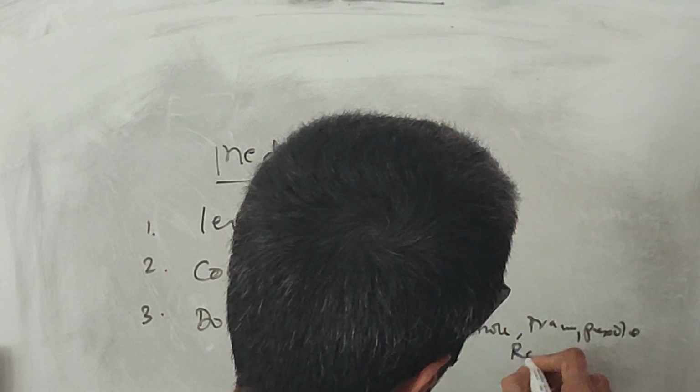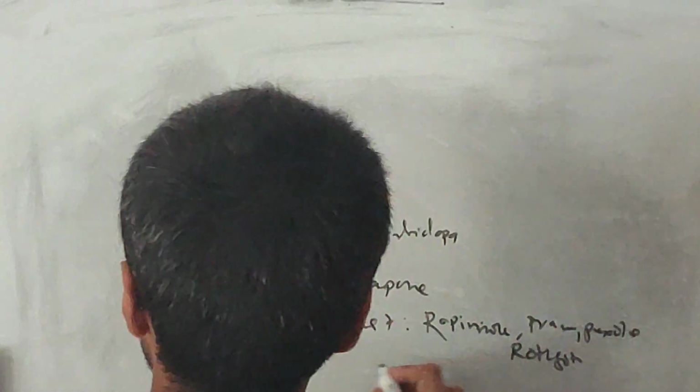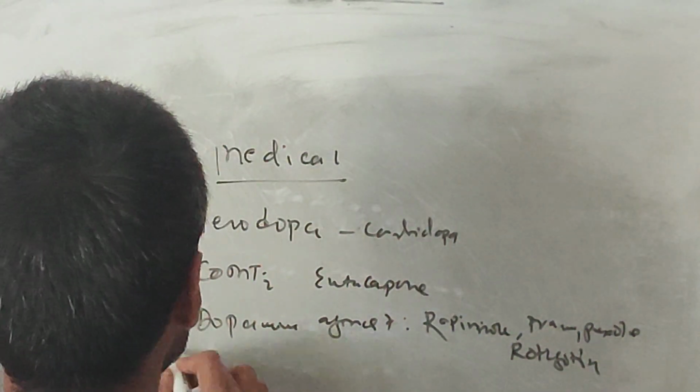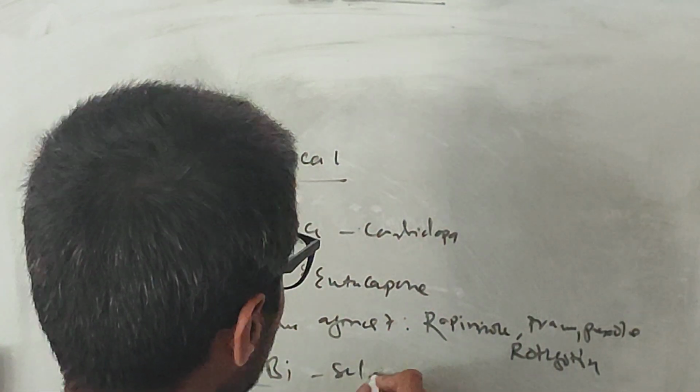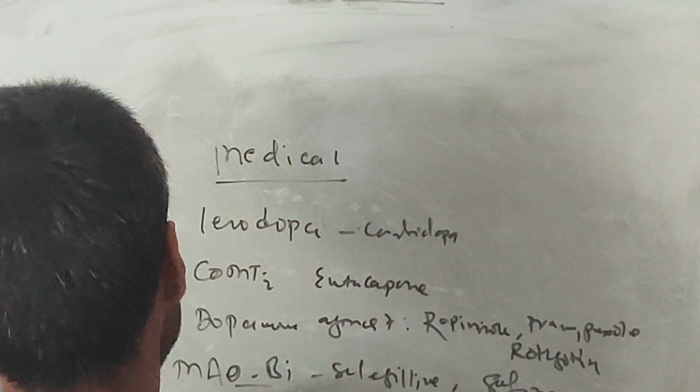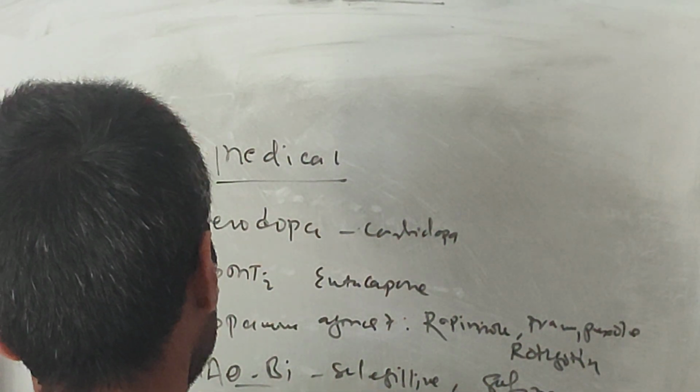transdermal rotigotine. Fourth is MAO-B inhibitors, like selegiline, rasagiline, safinamide. And fifth is amantadine, which has an anticholinergic effect. These are the different drugs available for the treatment of Parkinson's disease.